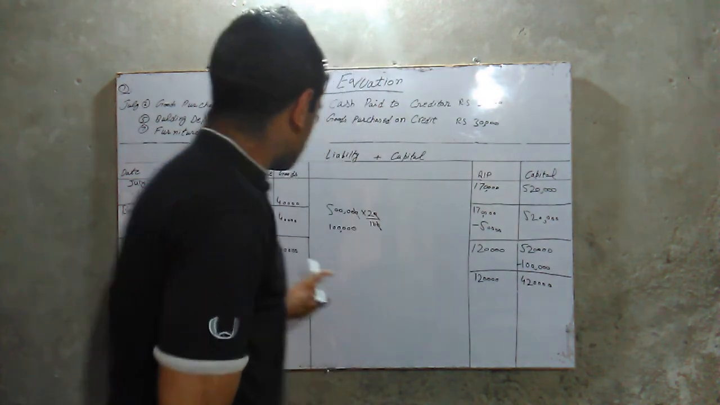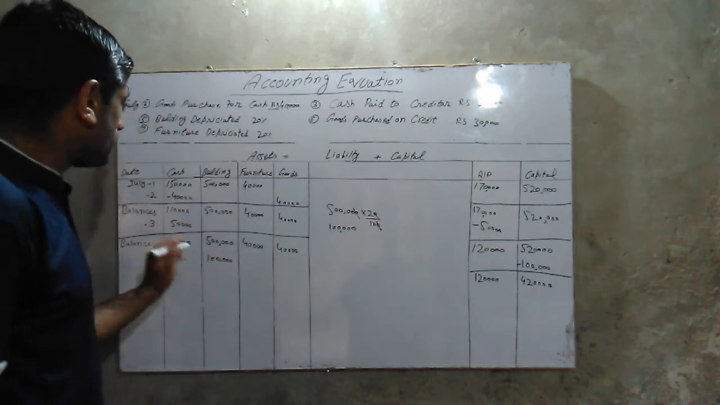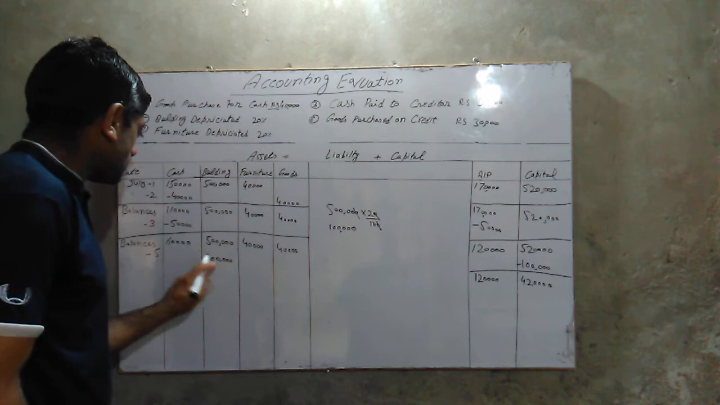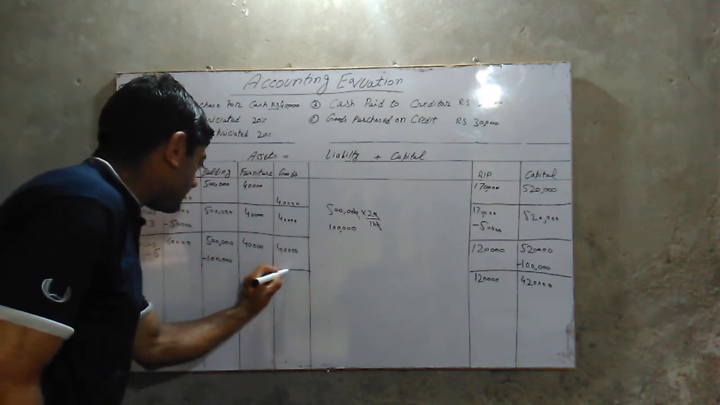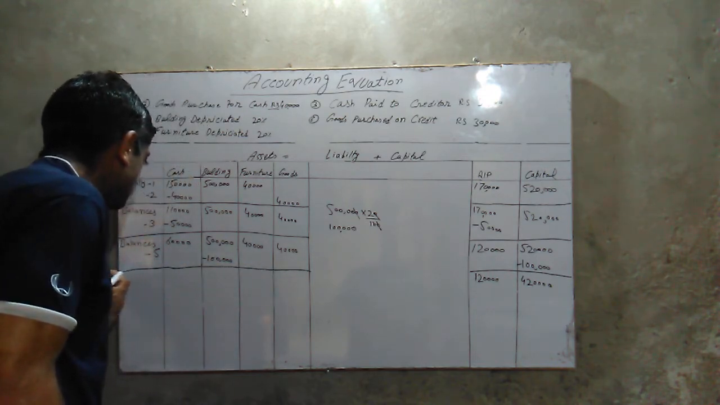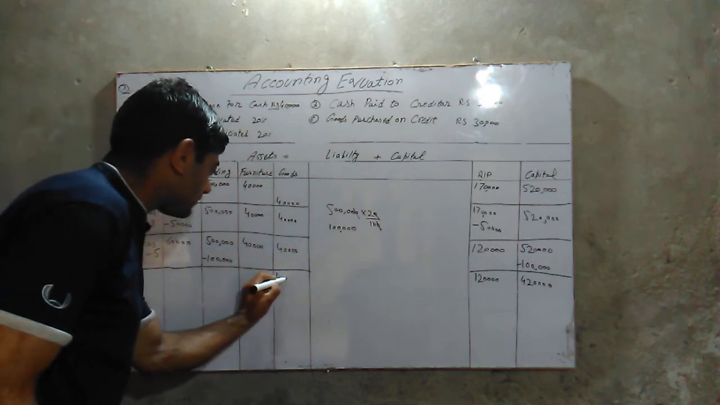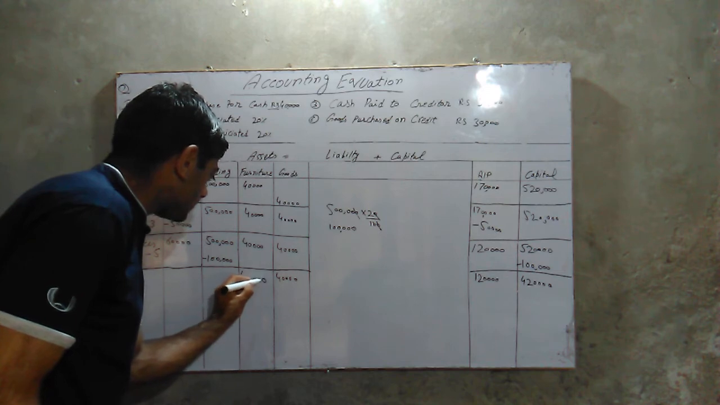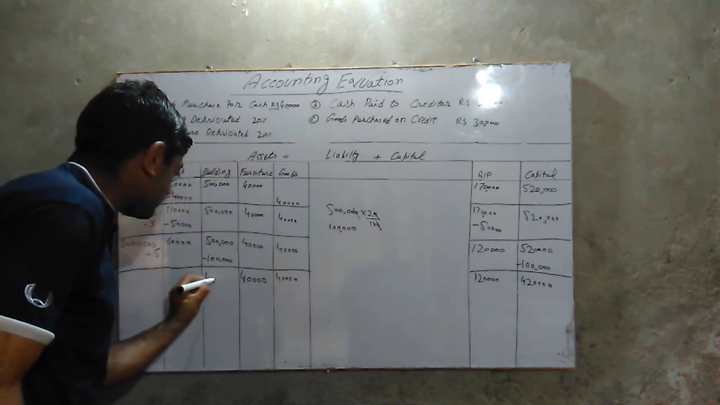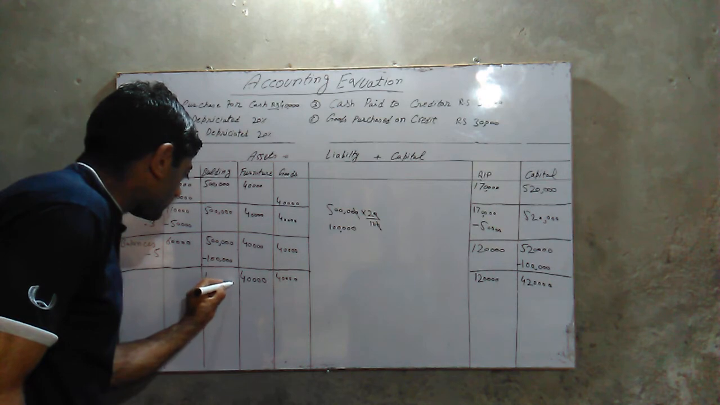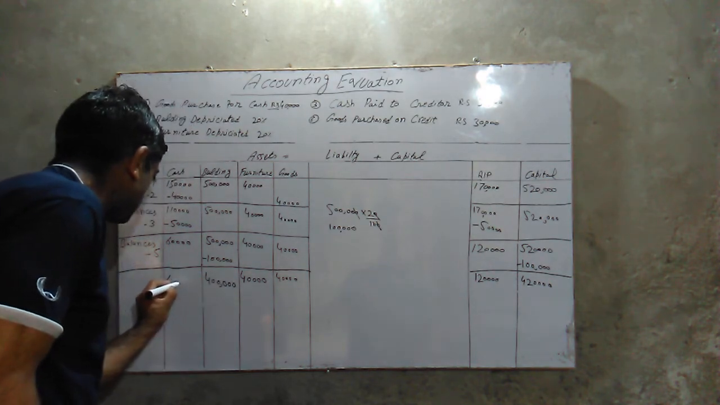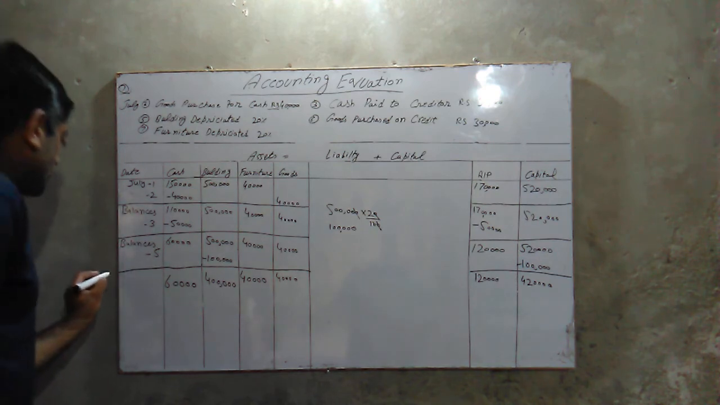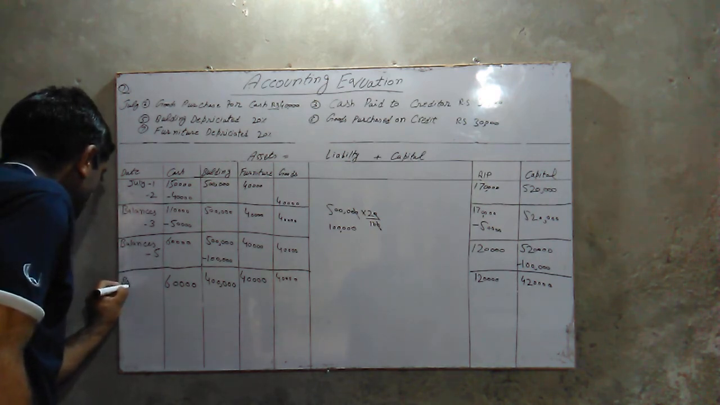1,20,000 remains the same, and 40,000, and building means the remaining balance is 4 lakh and 60,000. So it's our balance here.